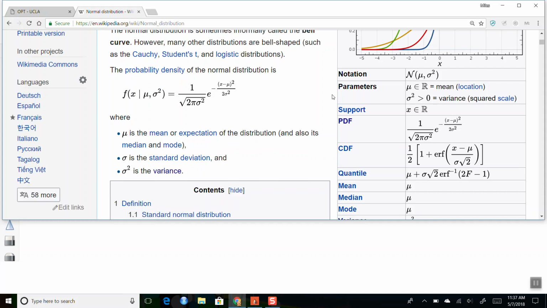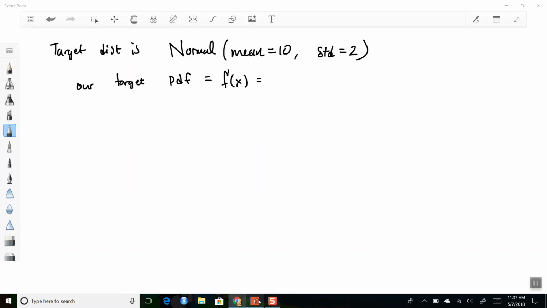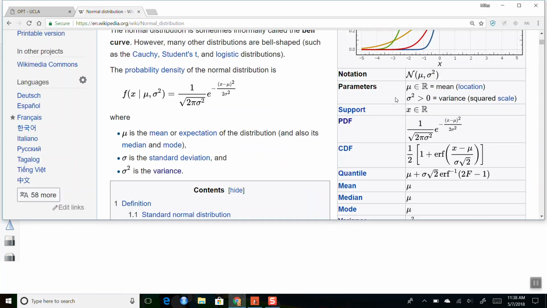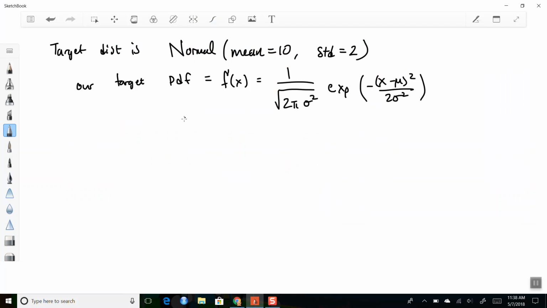Okay, so I got 1 over root 2 pi sigma squared, and then I'll just write exp of minus x minus mu squared over 2 sigma squared. But in our case, we could just say f of x is equal to what? dnorm of x, with mean equal to 10 and standard deviation equal to 2, right? So this is what we have. This is what we will use to calculate our acceptance ratios.